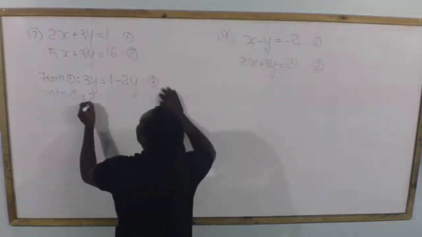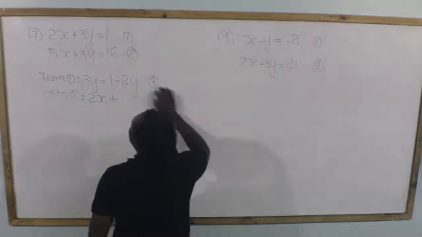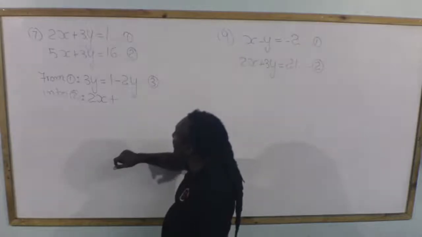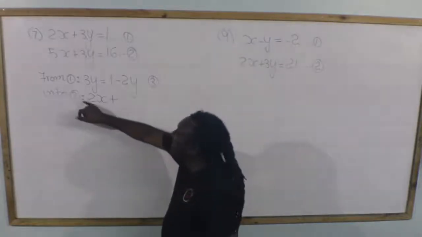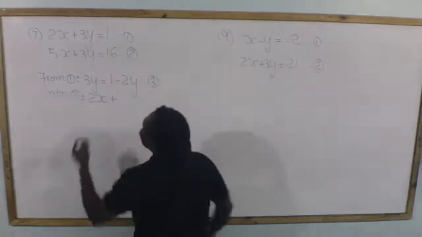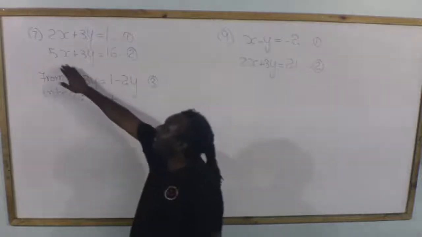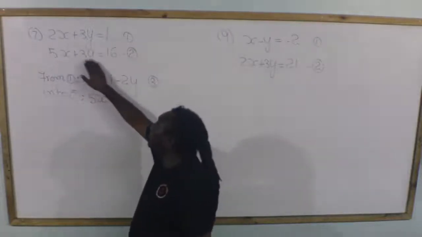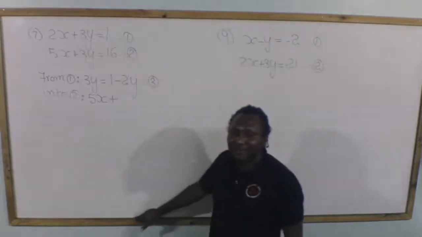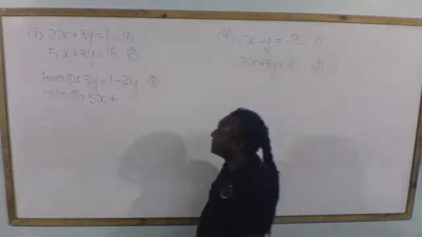And what do we get? 2x goes first, then plus 3y. What is 3y? We are going to put it into 2. If we are putting into 2, we are going to start with 5x. We are putting that into equation 2. So putting that into equation 2, we are going to say 5x. Then we're going to put 3y. What is 3y? One minus 2y.